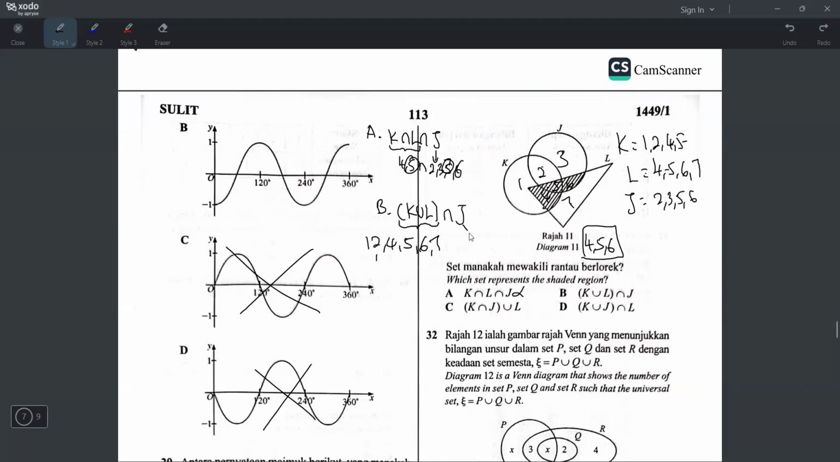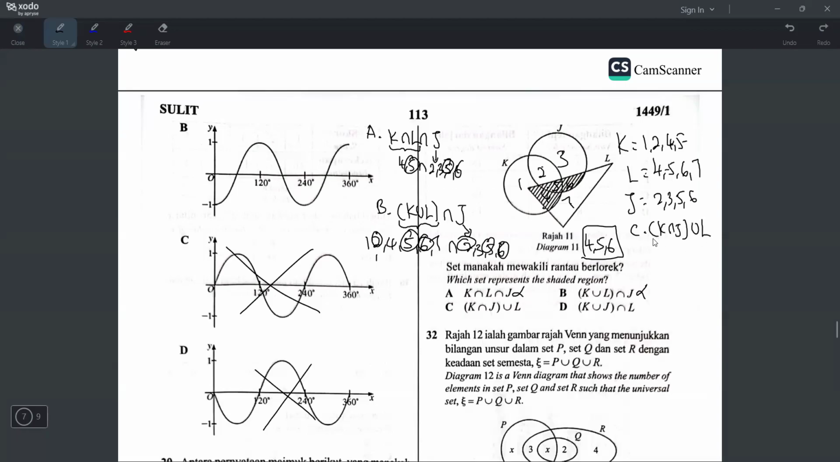Okay, and then intersect with J. J sudah tulis sini 2, 3, 5, 6, and then dia punya simbol sini intersect. So ambil dia punya persilangan, means you take the overlap. So which one overlap? 5, 6, 2 also, right? So the answer for B is 2, 5, 6. So it doesn't match with the diagram. So B salah juga. Okay, let's try with C now. K intersect J union L.